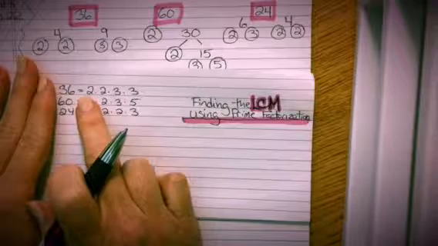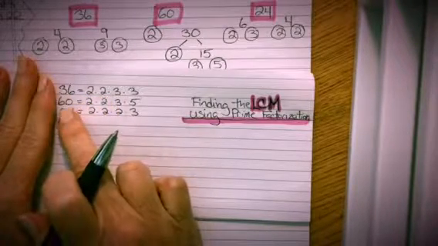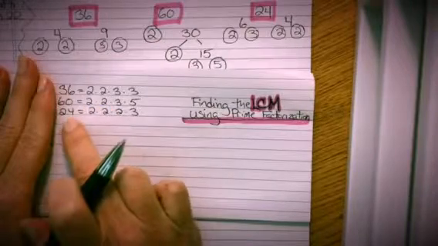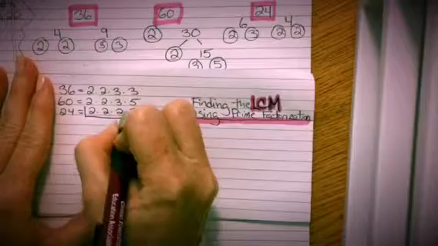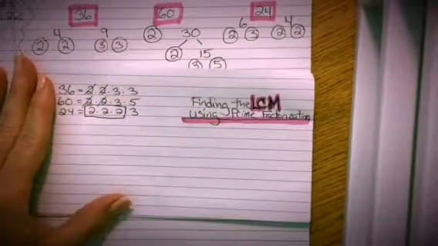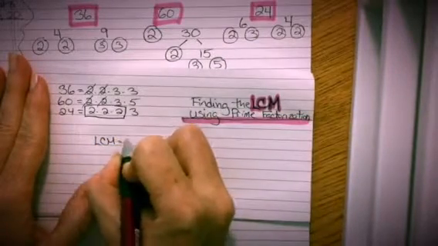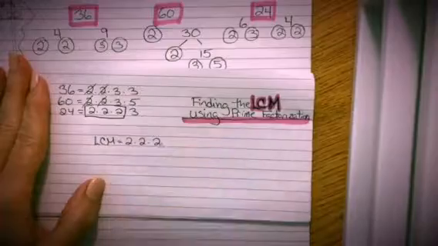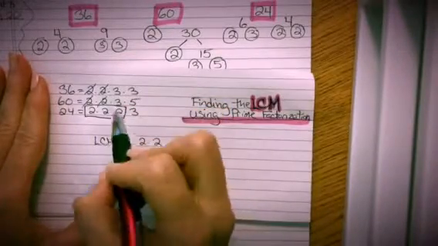Which one has the most 2's in it? So 36 has 2 2's. 60 has 2 2's, 24 has 3 2's. So I'm going to box off those 3 numbers and cross off all the rest of the 2's. Okay? So as part of our LCM, we're going to have 2 times 2 times 2 in it. Now we have to go to the next highest number, which is the 3.